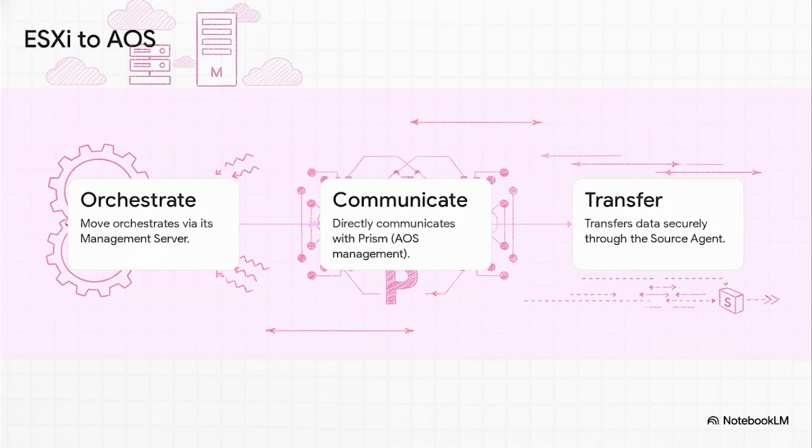Move orchestrates the process through its management server and communicates directly with Prism, specifically Prism Element, which is the AOS management plane. It does this through the management server and the source agent. The absolute key takeaway for your exam: this process is essentially completely agentless on the VMware host side. It simply leverages native management interfaces to get the job done. So lock the word agentless right into your brain for any ESXi scenarios.